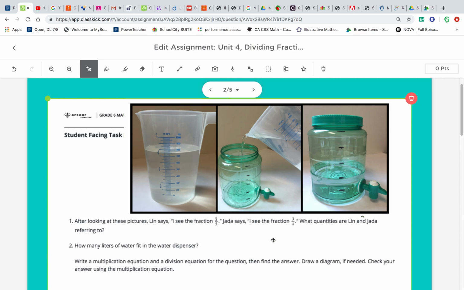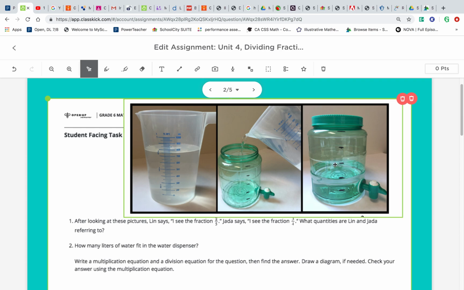So as a way to figure out how that's going to work, they let us know to write a multiplication equation and a division equation for the question. If you'd like to draw a diagram, you can. We are trying to move to where we use diagrams only if we're having a really hard time understanding what's happening. But if you understand what's happening, it'll be a little bit quicker to just write an equation and solve the equation. Okay, so let's get right to that.